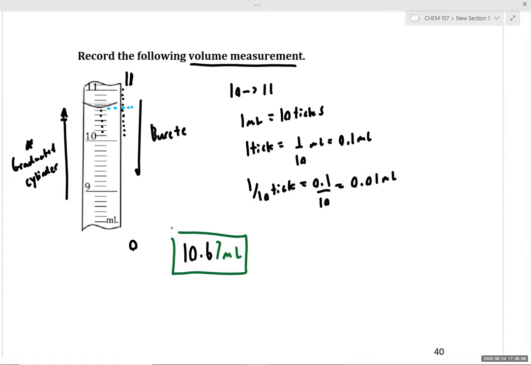Does that make sense to everyone? Does everyone see how this is a graduated cylinder and not a burette? Perfect. Any questions I can address on this example? Yes, essentially any variation in the last digit would be accepted. You'd get full credit as long as your certain digits are correct and you're within the natural variation of your measurement, which is based on your estimated digit.